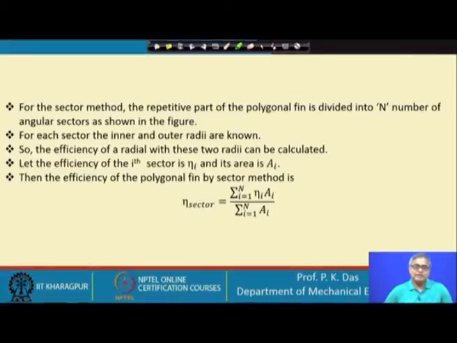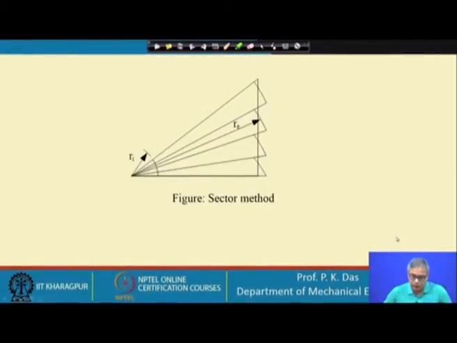Let the efficiency of the ith sector be eta I and its area be A I. Then the efficiency of the polygonal fin by the sector method is given by this particular formula. For complete understanding, we need to have a figure, so let us go to the figure. So, this is our sector method.